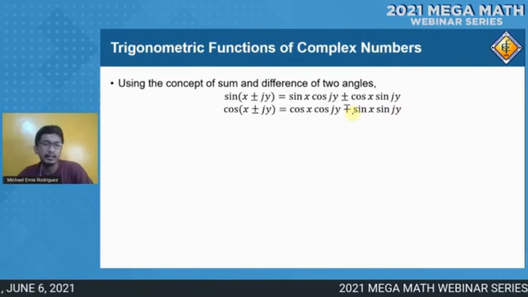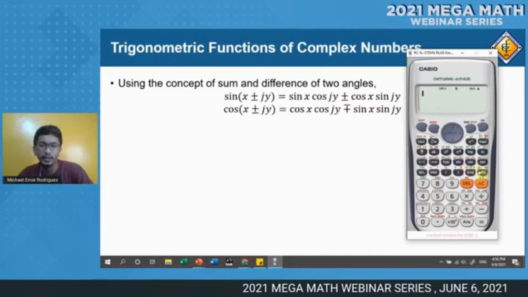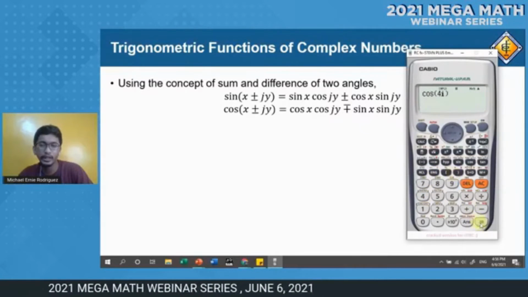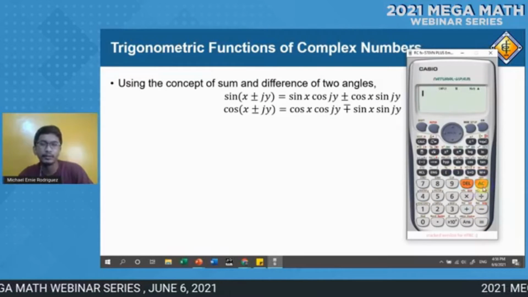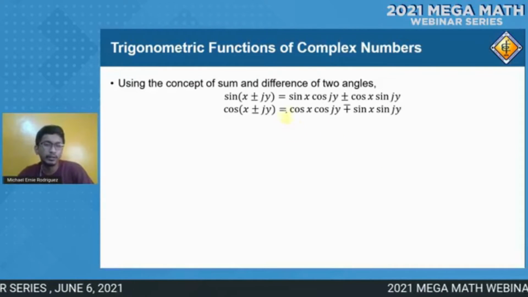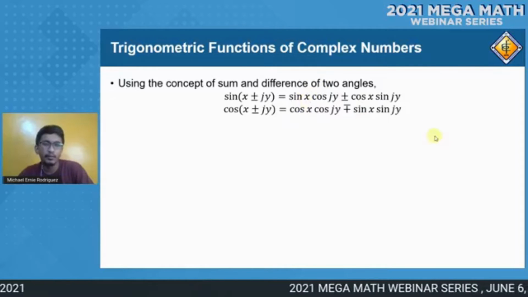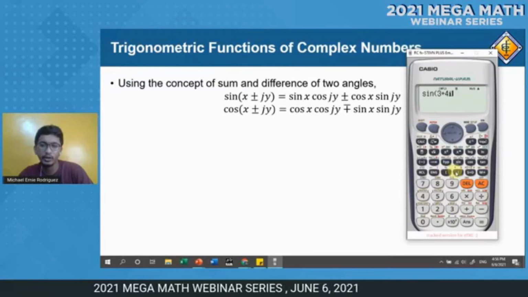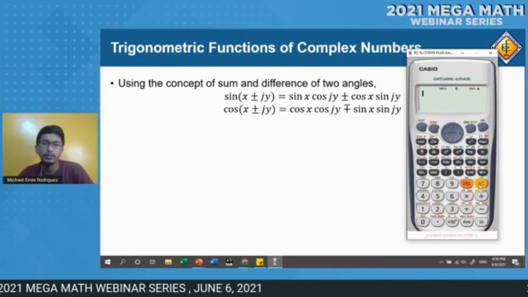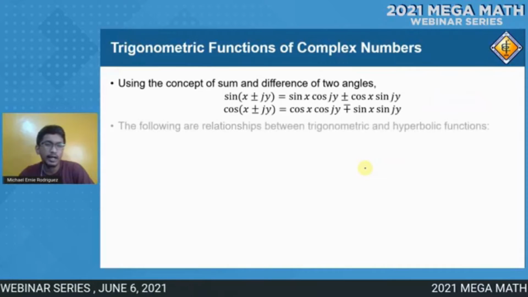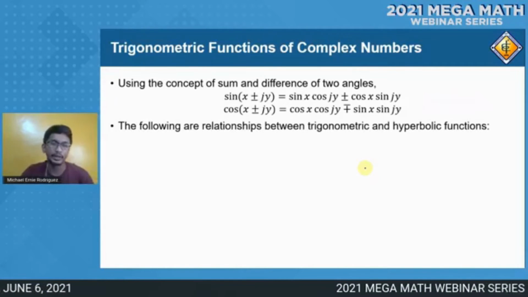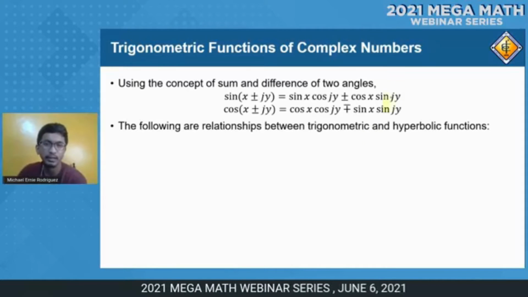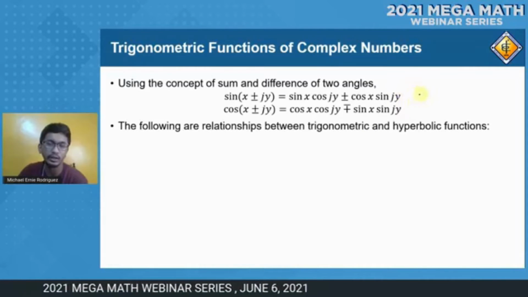Okay? However, this cosine jy, when inputted in the calculator, let's say 4i, right? When you input that in the calculator, that is a math error. Okay? So, we cannot solve it. Same with the sine, let's say 3 plus 4i. So, that is also a math error. Okay? So, we have relationships between trigonometric and hyperbolic functions. We can use this to simplify our equation here.